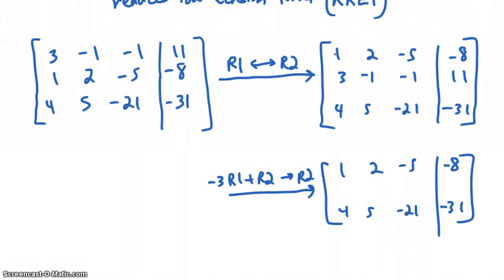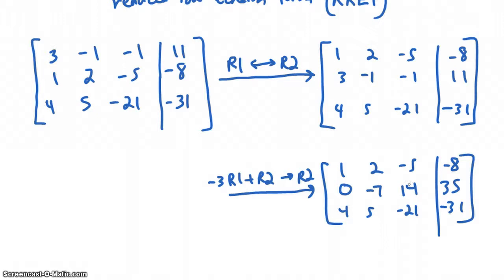Now we're going to do -3 times the first row plus the second row. So -3 times 1 is -3, plus 3 gives you 0. And that's the whole point. Remember, we want a 0 there. Eventually, we want to get 1s all along the diagonal and 0s everywhere else. Then you do -3 times 2 plus -1, which gives you -7. -3 times -5 is +15, plus -1 is 14. -3 times -8 is 24, plus 11 is 35.